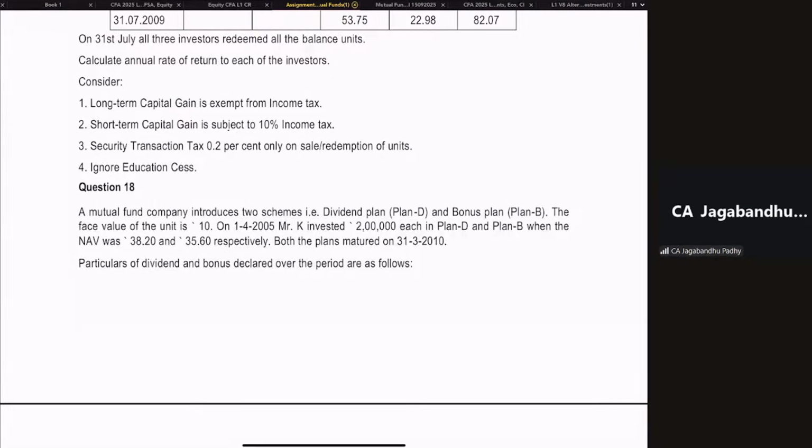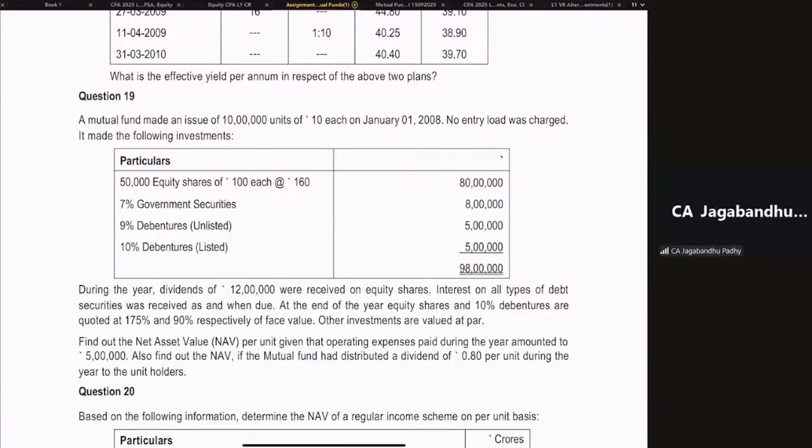But if they ask this question in the exam, it will take around half an hour, because I'm talking about all three plans. It will be a long question, and even the marks will be higher for this. So we need not be skeptical about what's going to happen.